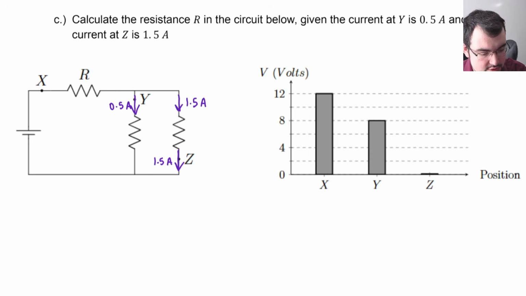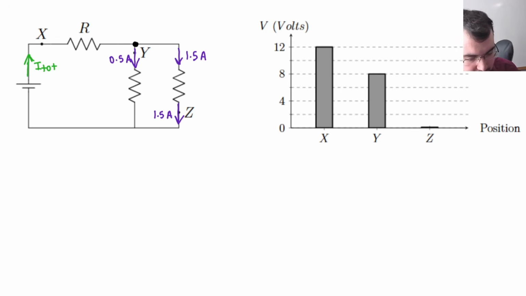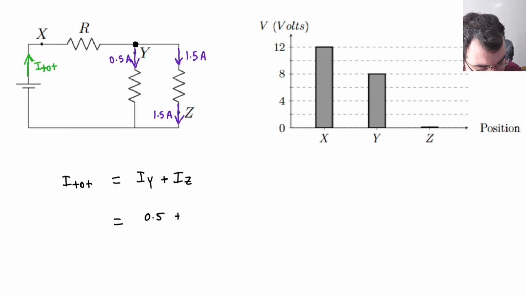So this uses both of Kirchhoff's rules. So we have this resistance R that we wish to find. We also know that we're going to have some sort of total current there. So we can say that the total current must be equal to, well, that current is going into this junction point, which is equal to 0.5 amps plus 1.5 amps, which is 2 amps.